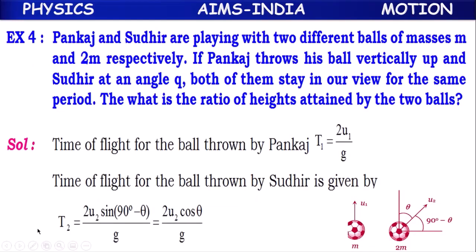Next one, example 4. So Pankaj and Sudhir are playing with two different balls of mass m. Pankaj is playing with ball of mass m, and Sudhir is playing with ball of mass 2m respectively. So Pankaj is throwing his ball.